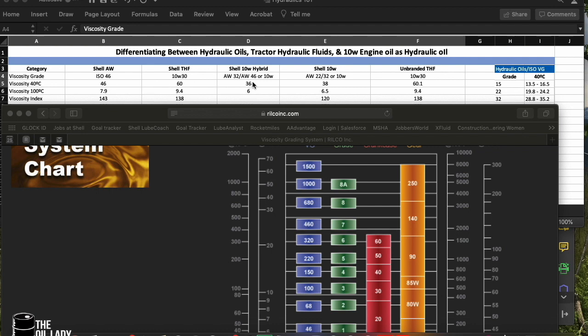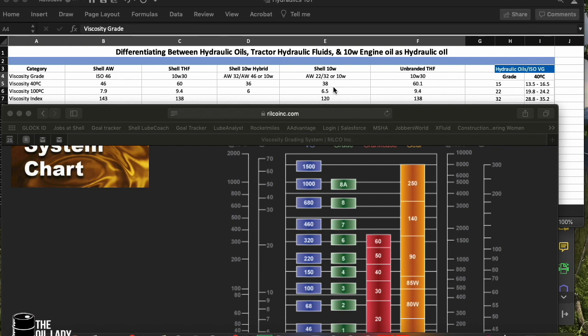Then if we keep going, we've got your 10-weight hybrid, which is going to be a lot like your regular 10-weight, so we'll keep these two together. These guys are going to be closer to between an AW32 and an AW46, so a little bit on the lighter side. Same thing over here. And then when we keep going, we're back over to an unbranded tractor hydraulic fluid, so it's going to be a lot like the Shell branded ones, closer to or between an AW46 and an AW68, so a little heavier.